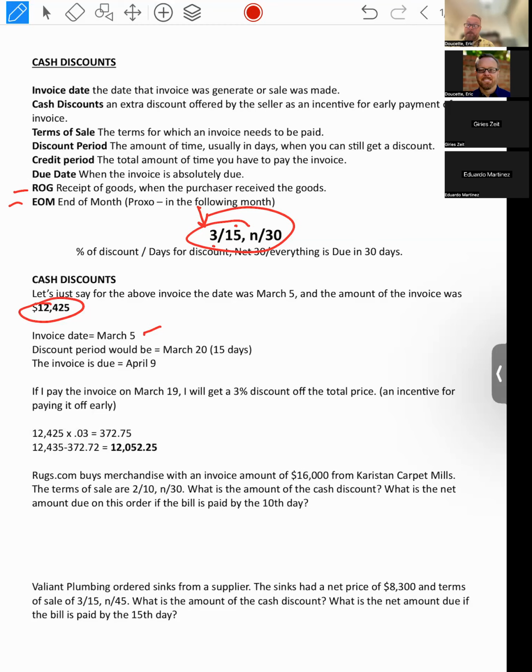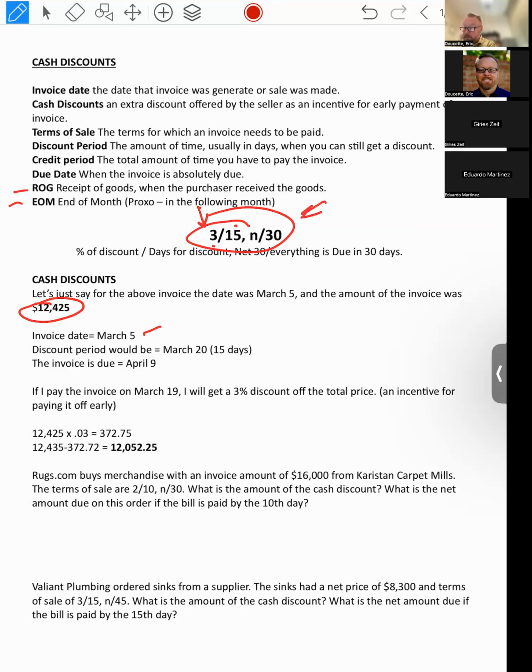3% discount if you pay it within 15 days of the invoice. And regardless, the entire invoice is due in 30 days. N30 means net 30. You have 30 days to pay it. That could say net 45. That could say N60. That means you have 45 days to pay it. You have 60 days to pay. It could say ROG N30, receipt of goods, and then you have 30 days, etc. So I'll explain all those in a minute. But that's how you read these terms.